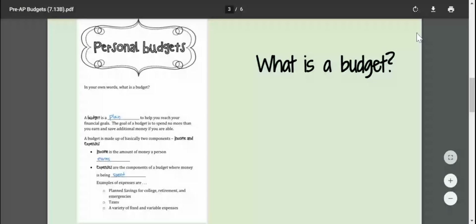In the last video, we looked at what a budget was and the two types of expenses that we would encounter in a budget. I'll quickly go over those before we go on to the next part. A budget's a plan to help you reach financial goals, and the goal is to spend no more than you earn and save if you are able to. There are income, which is the amount of money a person earns in a budget, and expenses, which are parts of a budget where money is being spent. Savings, taxes, fixed and variable expenses are types of expenses.